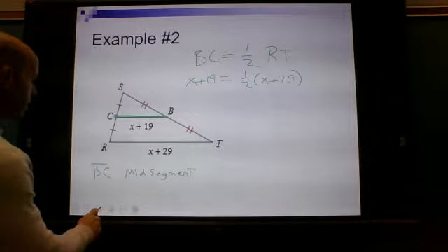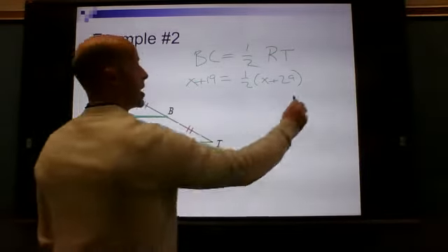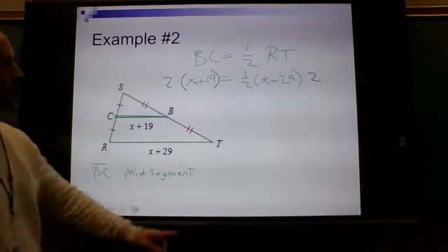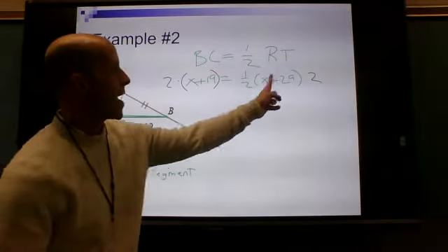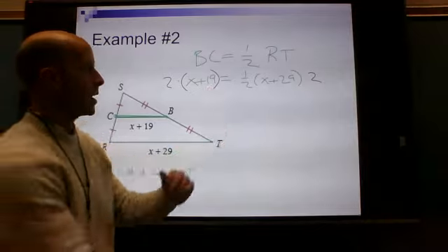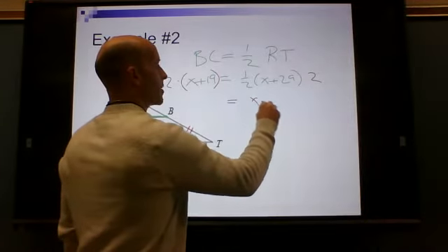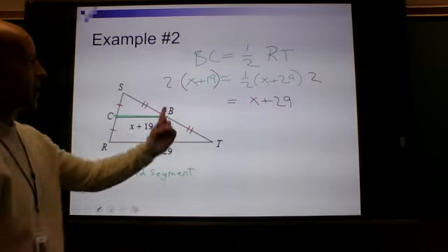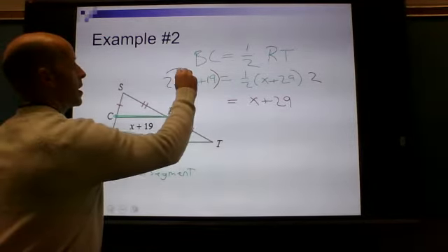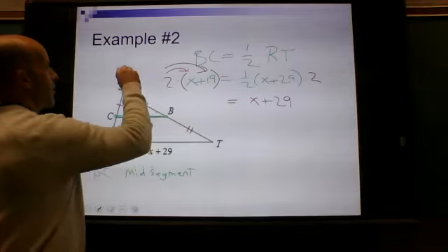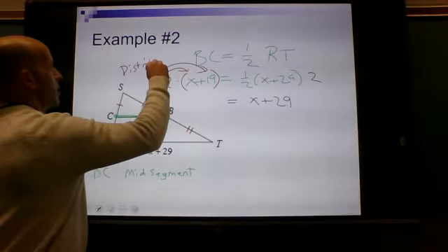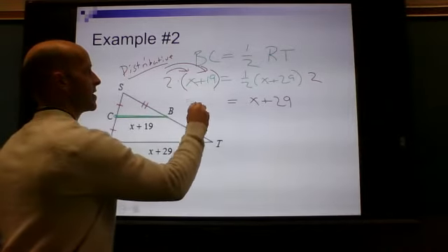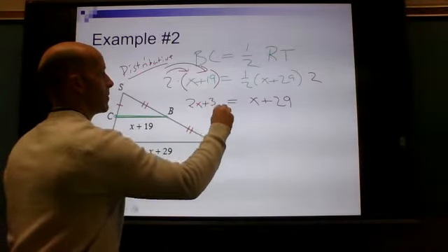So the way I'm going to solve this equation, just using algebra, is I'm going to multiply both sides by 2 first. When I multiply this side by 2, 1/2 times 2 is 1. So that leaves me with just x plus 29. That's why I multiplied by 2. And then this side here, I've got to use this property that you guys hopefully remember called the distributive property. The distributive property tells us that this is going to be 2x plus 38.